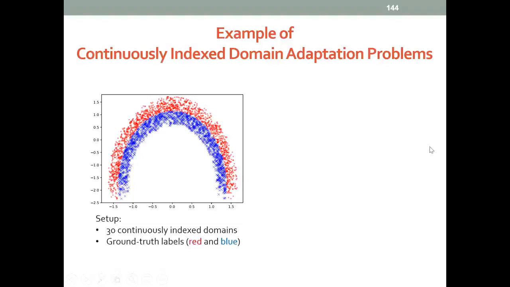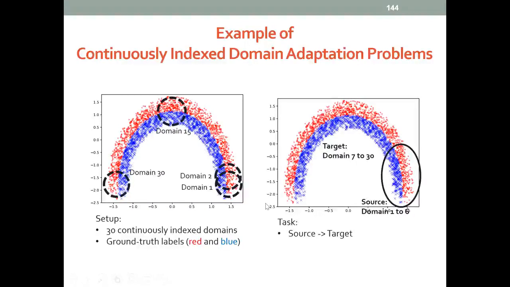To give you some intuition, let's take a look at a toy data set where we have 30 continuously indexed domains, and we color the labels red and blue. And this is domain 1, domain 2, all the way to domain 15 and 30. The task is, we are given the labeled data from the source domain, and we want to predict the labels for the rest, basically for all the target domains.